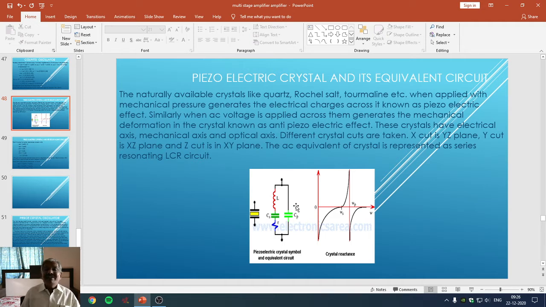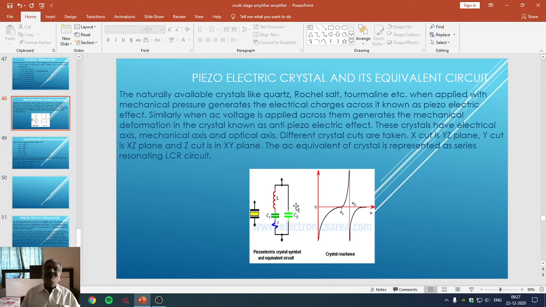These crystals are naturally available, so this crystal possesses an electrical axis, a mechanical axis, and also an optical axis. We have to apply the mechanical force along the mechanical axis, and they are going to generate electrical charges across the electrical axis. Or you have to apply the electrical voltage across the electrical axis, and then they produce mechanical vibrations across the mechanical axis.